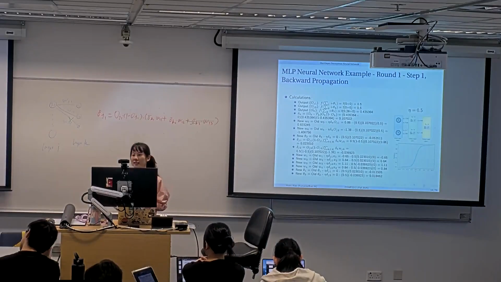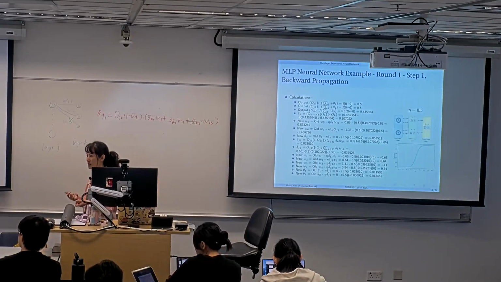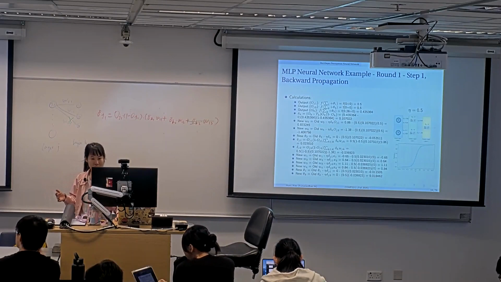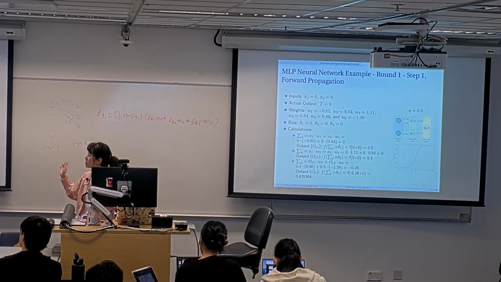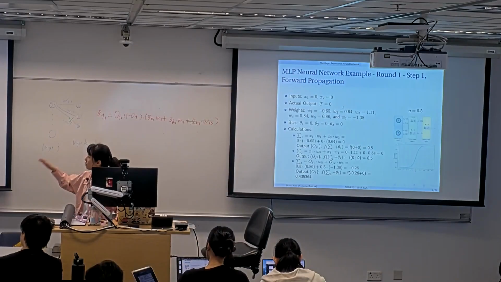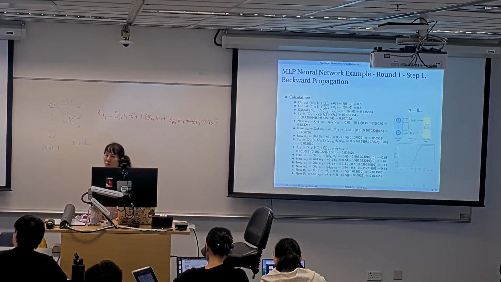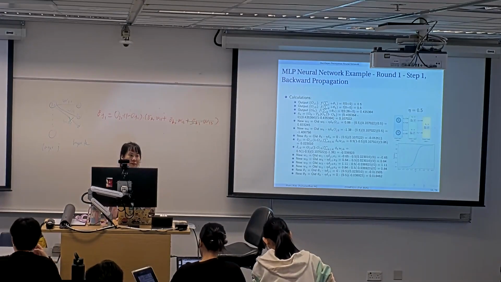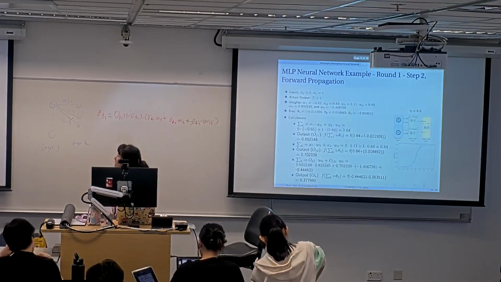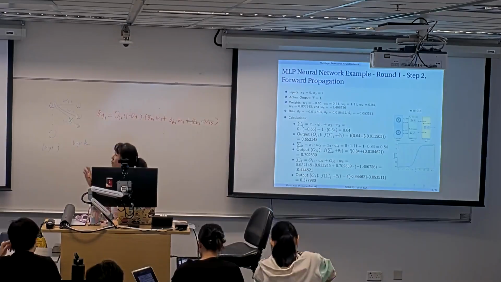This is one single step in MLP learning. MLP learning: first forward propagation. After forward propagation, you use the error to update all the parameters in backward propagation. This is only one single step. We have many steps to do. Like round 1, step 2, basically we do the same thing.